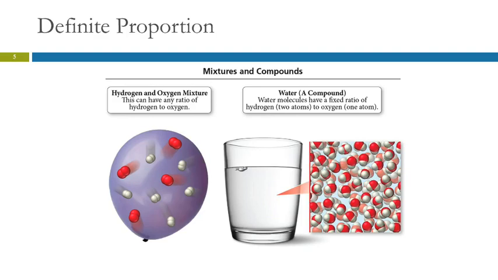Here we have an illustration of a mixture and a compound, same elements. Here's a balloon containing hydrogen gas and oxygen gas. You touch that to a candle and it's going to make a very large boom, probably enough to lift the ceiling tiles in here for a regular sized balloon. Very, very flammable.